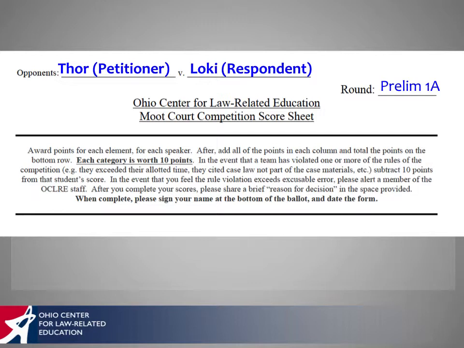In the event that judges feel like the rule violation exceeds excusable error, or if there are multiple rule violations, judges are instructed to alert OCLRE staff. Staff will work with the competition committee to determine if further action should be taken.